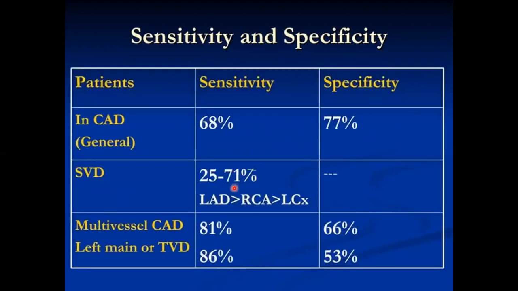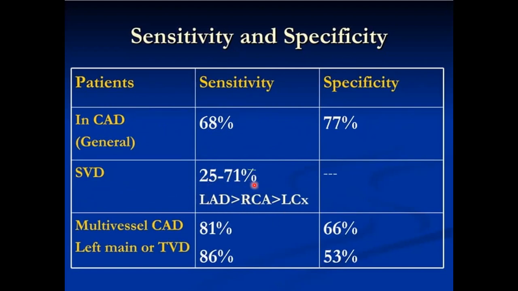Now, this is a diagram that shows the sensitivity and specificity of different groups of patients. In coronary artery disease, the sensitivity is about 68%, while specificity is about 77%. While in single vessel disease, the sensitivity is about 25 to 71%.